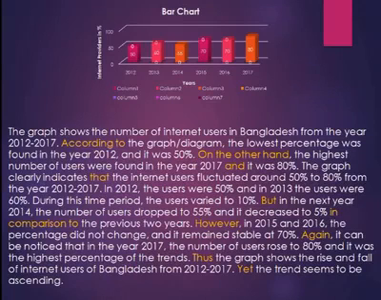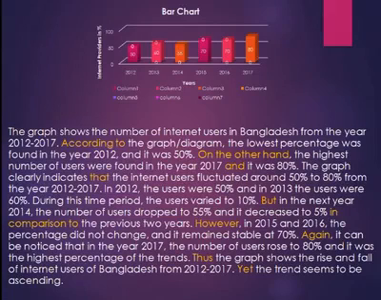The graph shows the number of internet users in Bangladesh from the year 2012 to 2017. The first line is the topic sentence, which is very important and which, of course, should be written in the present indefinite form. The next line is, according to the graph or diagram, the lowest percentage was found in the year 2012 and it was 50%. On the other hand, the highest number of users was found in the year 2017 and it was 80%. The graph clearly indicates that the internet users fluctuated around 50% to 80% from the year 2012 to 2017.